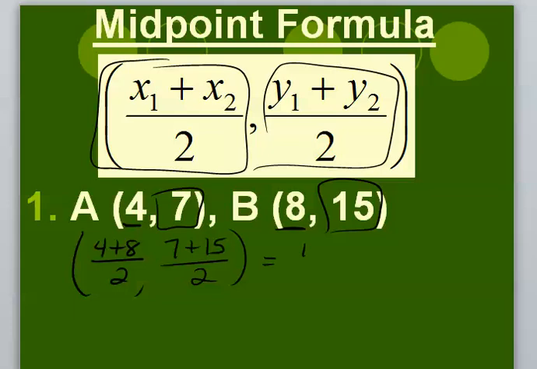4 plus 8 is 12. The 7 plus 15 for the y's is 22. 12 divided by 2 is 6. 22 divided by 2 is 11. So if you plotted the point 4, 7, and 8, 15, and then the point 6, 11, it would be the midpoint between the other two. It would be exactly in the center between 4, 7, and 8, 15.